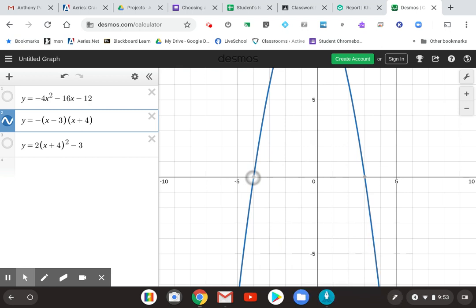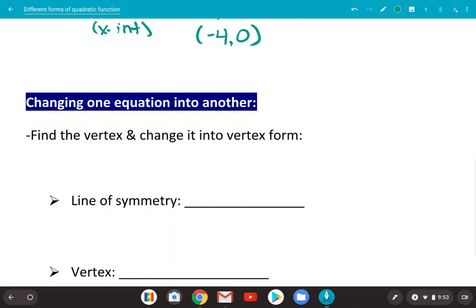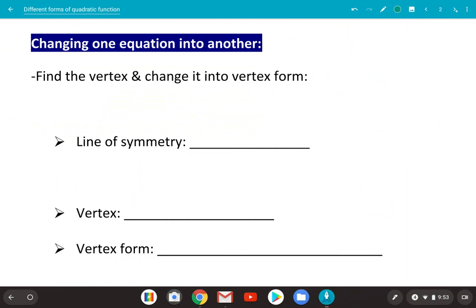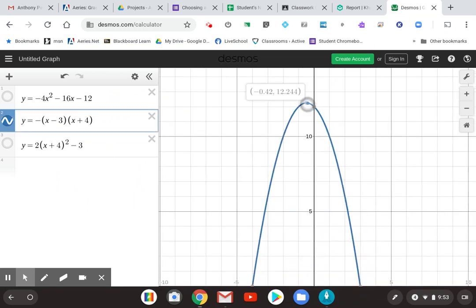So we were right. Now we want to change it from one form to the other. We can actually do this, but we're going to use Desmos for it. So we're going to find our vertex, and we're going to change it into the form. Go to Desmos, and we want to find the line of symmetry and the vertex. It's a nice thing with Desmos, if you just hit it, it will tell you your vertex. So it is negative 0.5, 12.25.